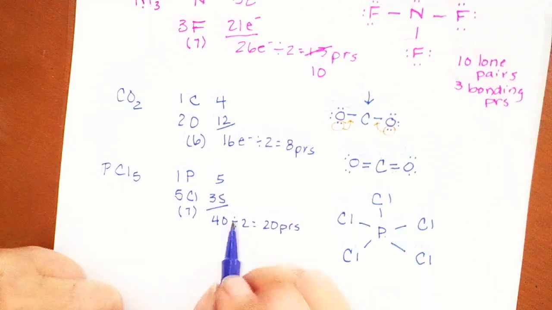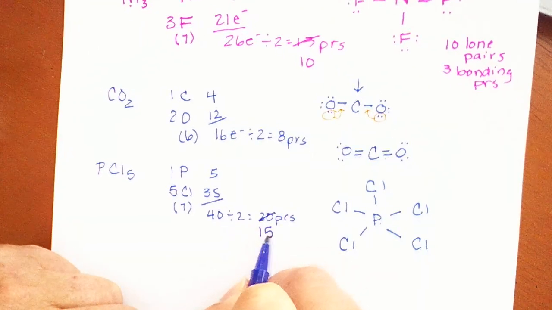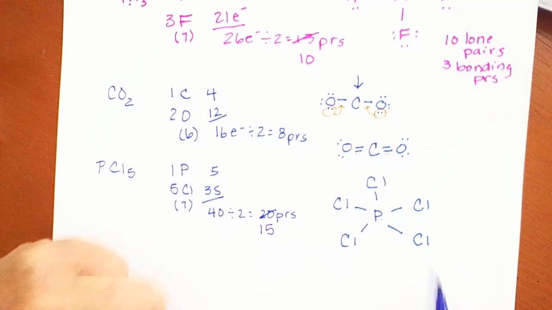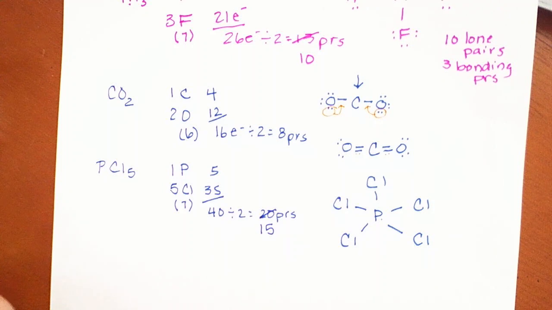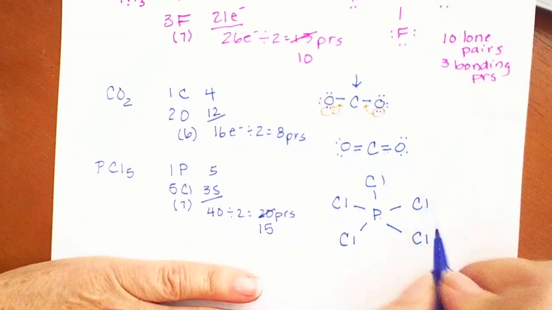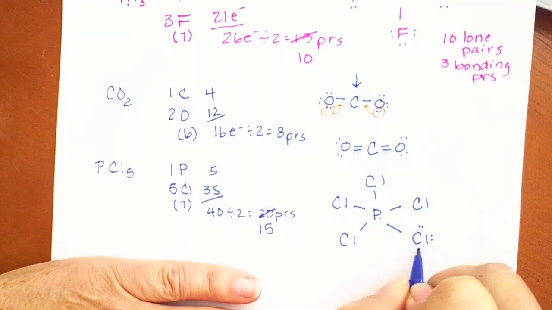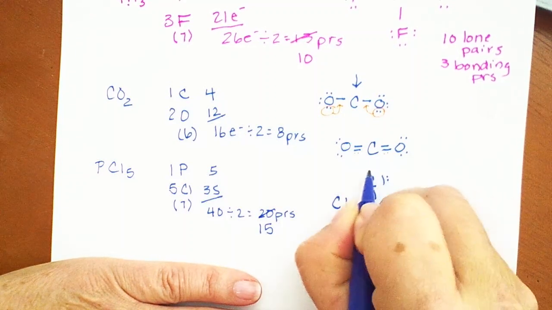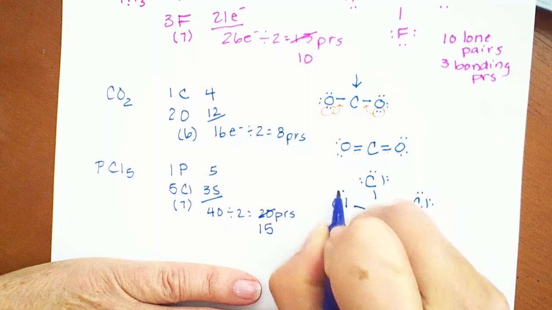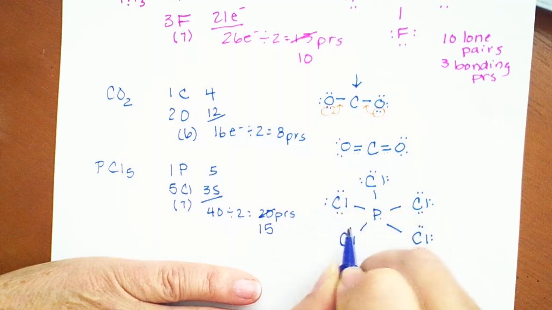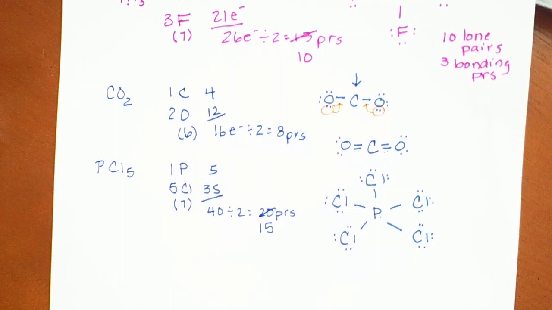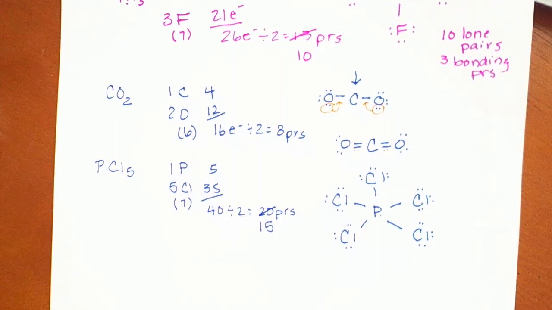So now that's 5, so I'm down to 15. So the next thing is I have to put electrons around chlorine because phosphorus is more than full. So electrons around chlorine, 1, 2, 3, 4, 5, 6, 7, 8, 9, 10, 11, 12, 13, 14, 15. So that's phosphorus pentachloride. All right, so this is very basic.